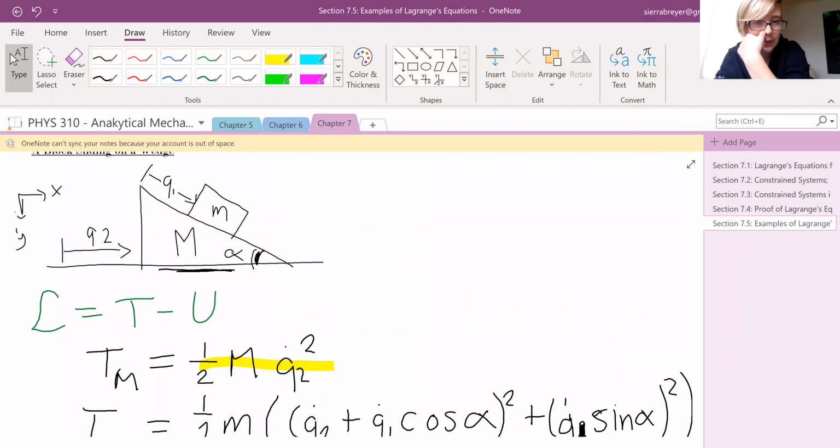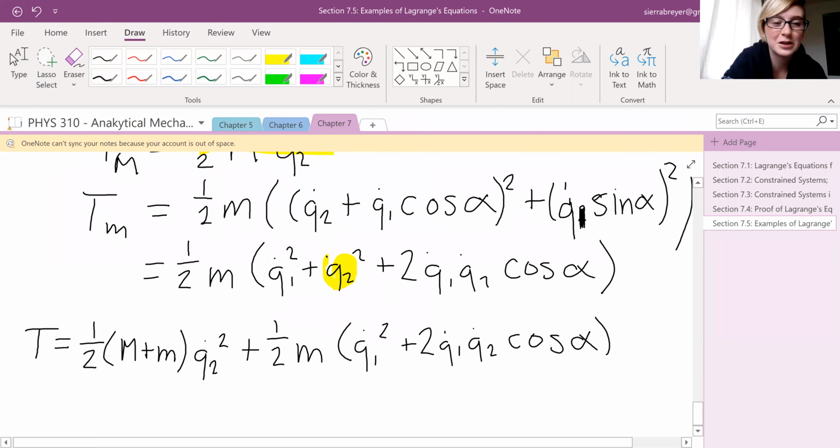Great. Now I'm going to pull you all back up to the image. What we're going to do with the image is basically try to find the potential energy from it. Potential energy of the wedge: easy, it's on the floor. It has no potential. Potential energy of the block: that's however high up on the wedge it is.